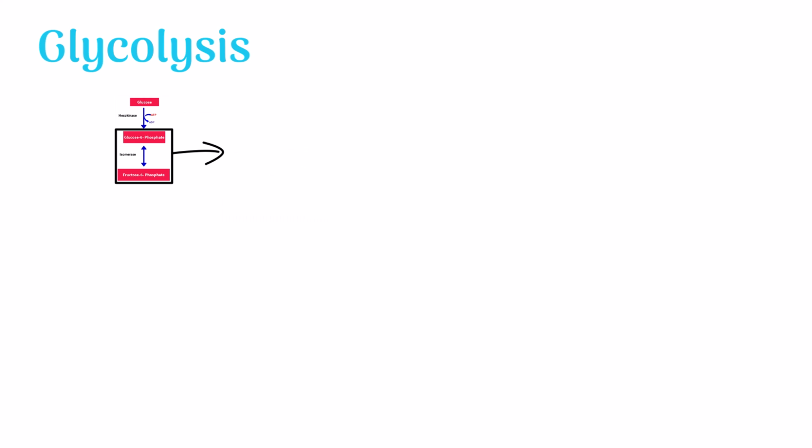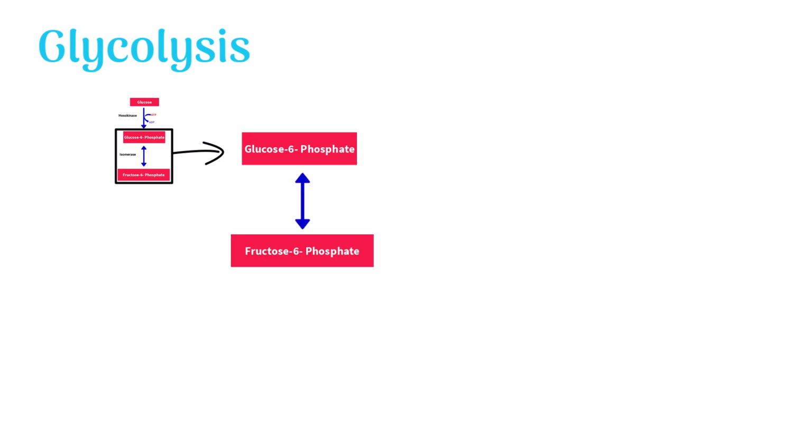In the second step, glucose 6-phosphate converts into fructose 6-phosphate. Isomerase enzyme catalyzes this reaction. This is a reversible reaction. Let's move on to the next reaction.